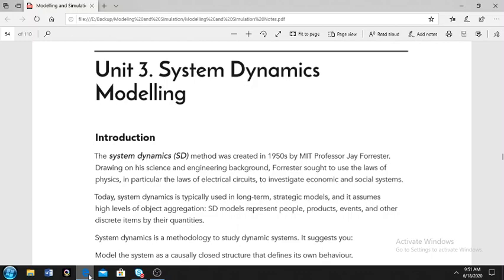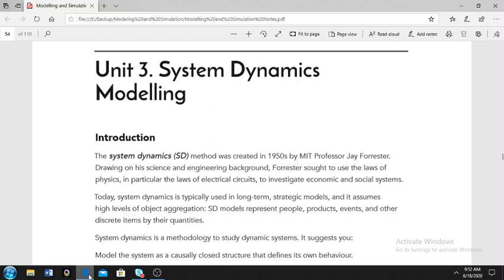is used to model and simulate models with high abstraction. So system dynamics is more appropriate when it comes to modeling systems with high abstraction, like social systems, like human resource systems, like markets, and so on. So let's have a little introduction about it.